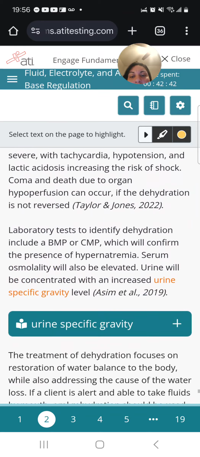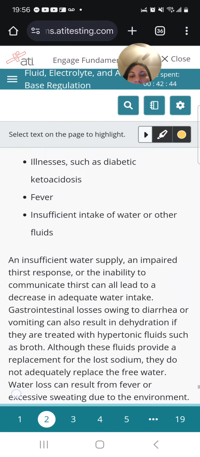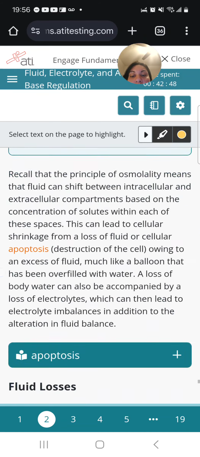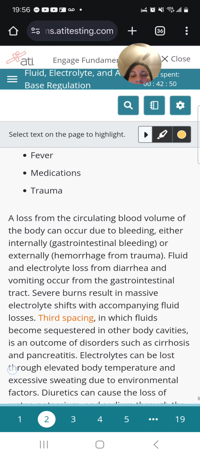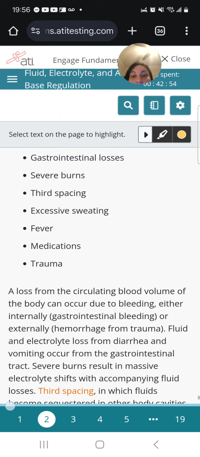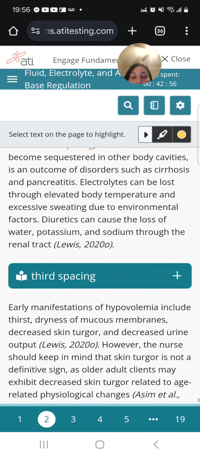Hypervolemia and hypovolemia. Hypovolemia can be caused by third spacing, severe burns, gastrointestinal losses.